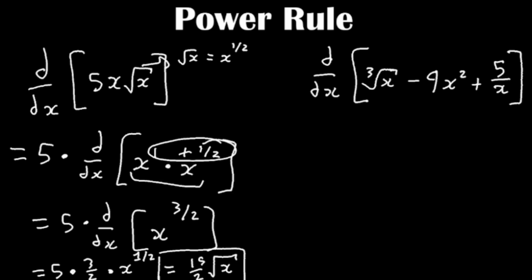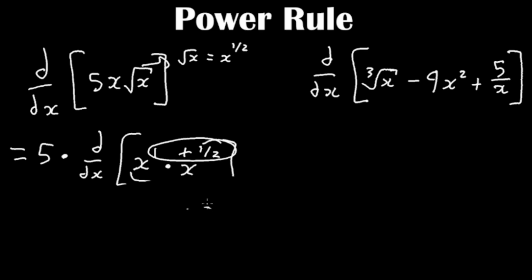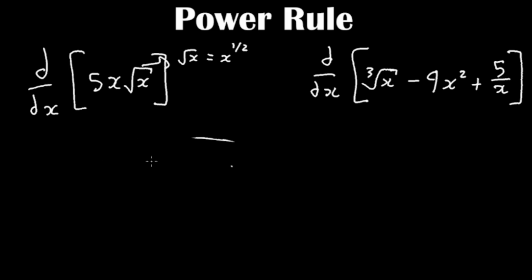Okay. Now for this next one, I think we're going to need quite a bit of room, because this is intentionally the hardest one. So I'm just going to get rid of this. Okay. So, the derivative of cube root x minus 9x squared plus 5 over x. First, I think it's nice to just do these individually. Because of our sum and difference rules, we can just differentiate these individually, and then add or subtract them to get our final answer.